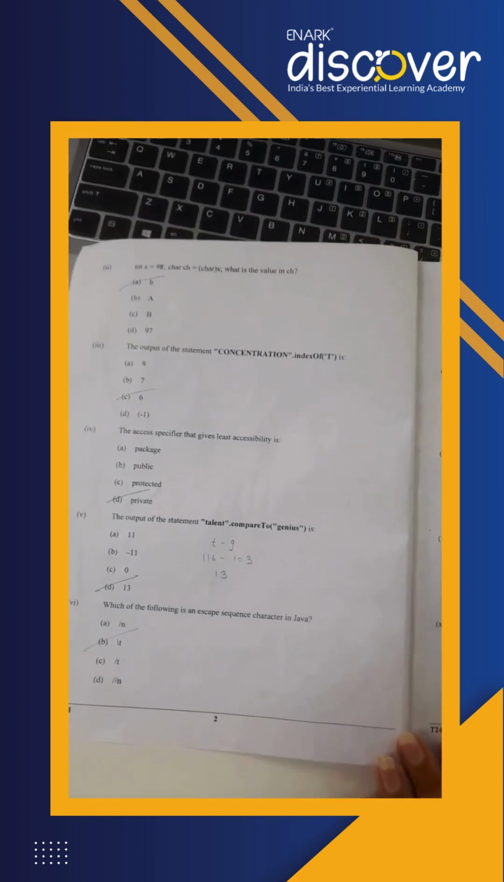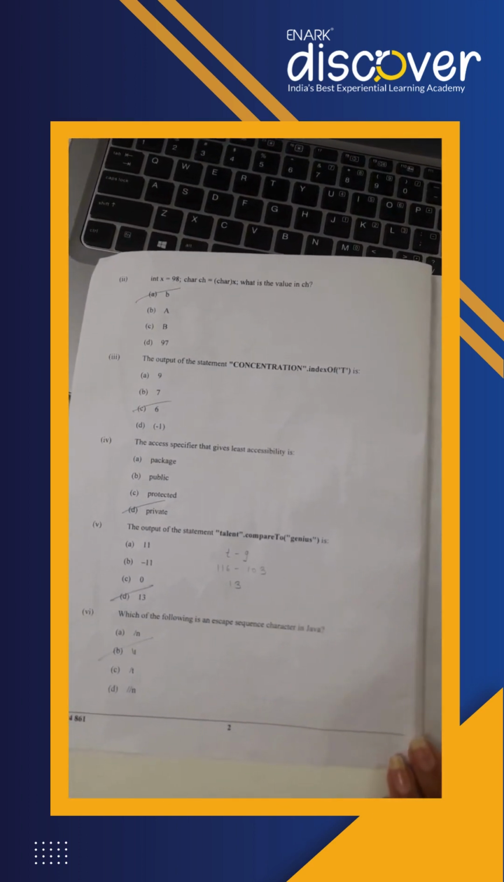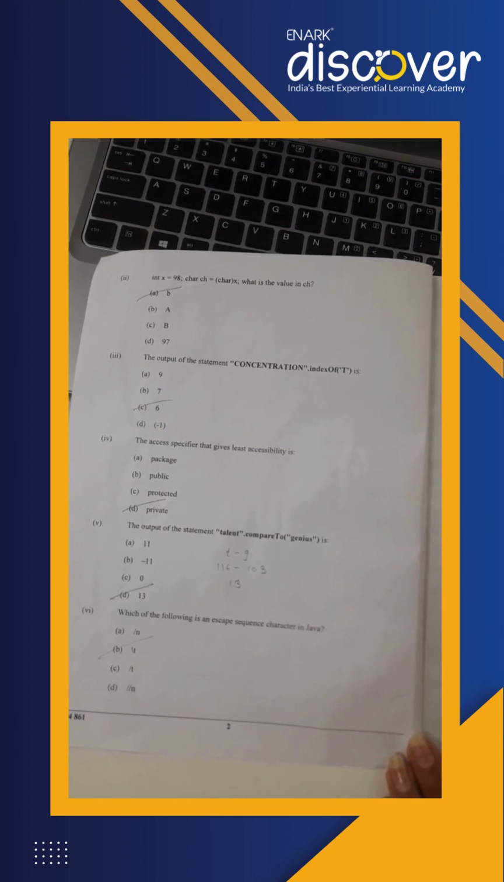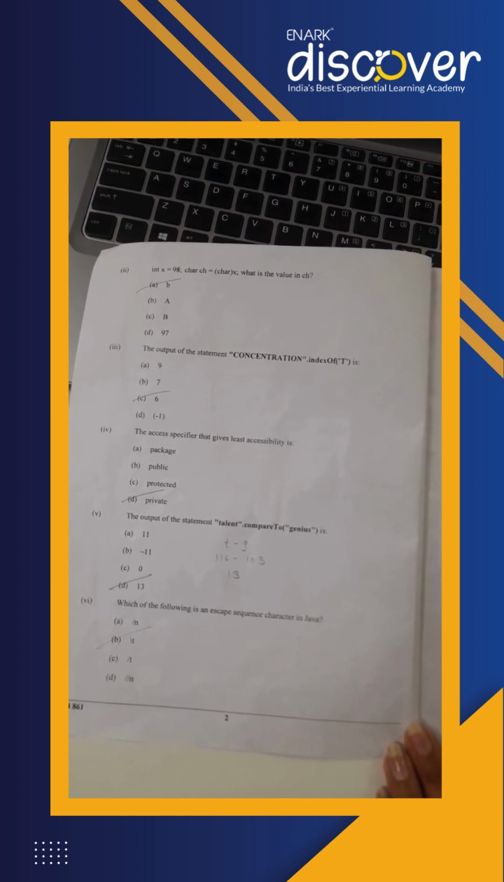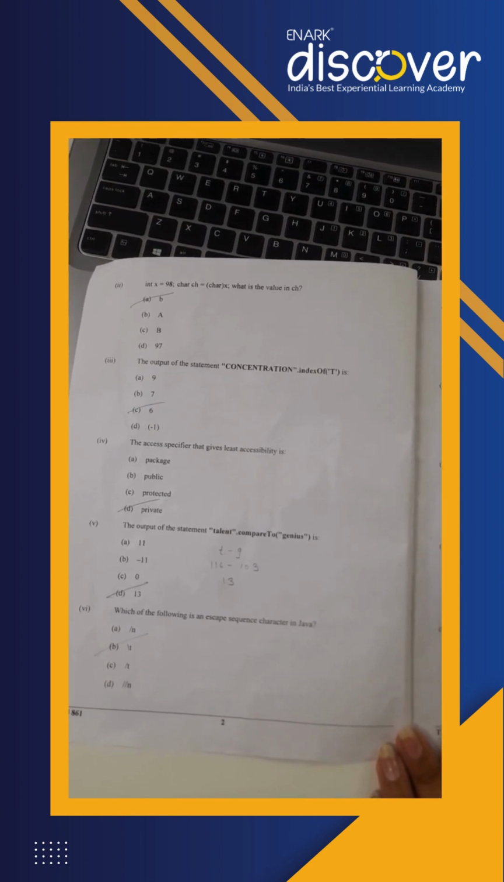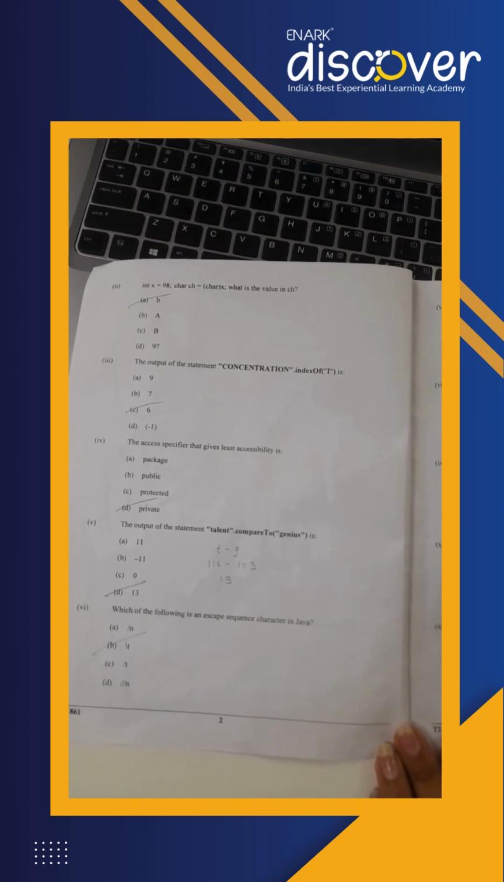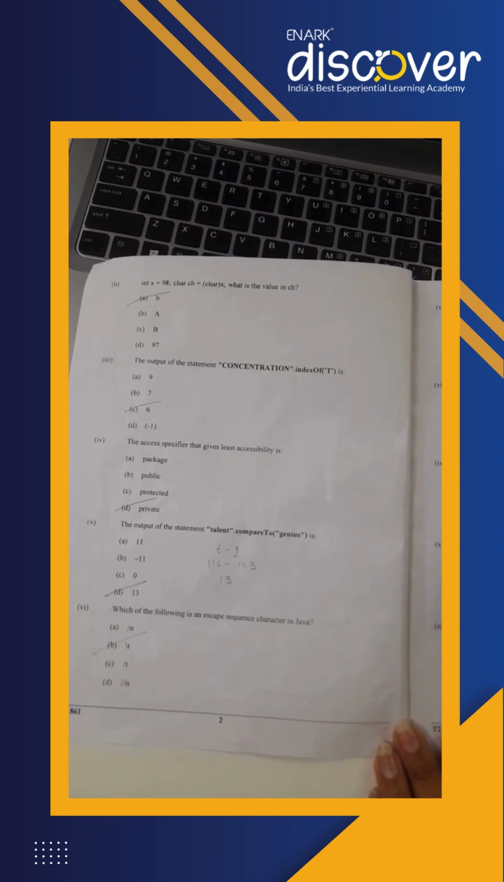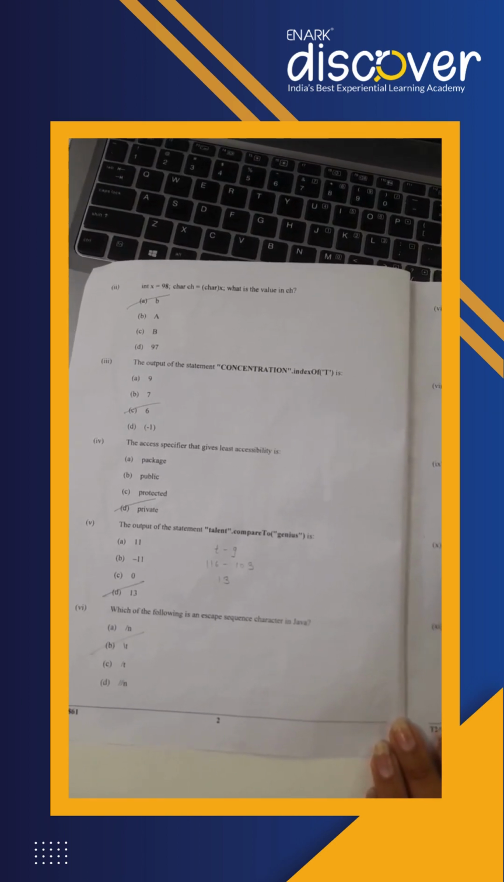Question 2. Value of x is 98 and we are converting that value into a character. So the answer is B. The output of the statement concentration dot index of T. The first occurrence of T is at position 6. So the answer is option C, 6.